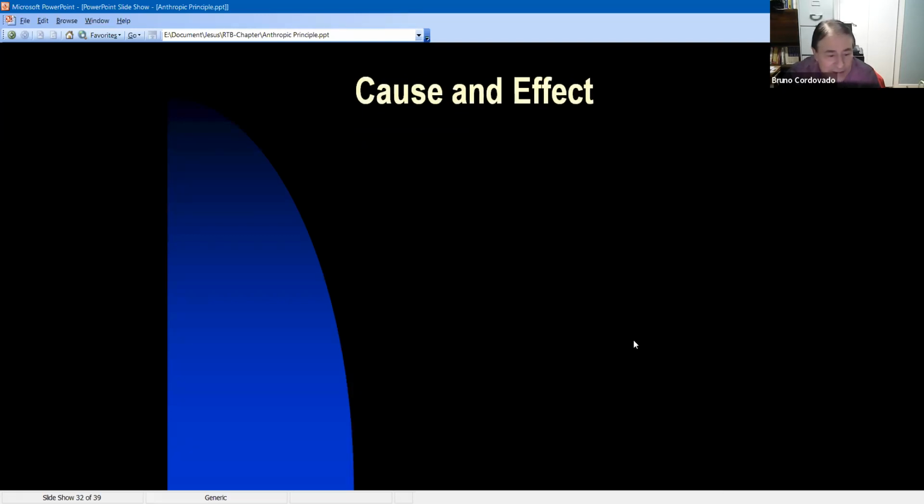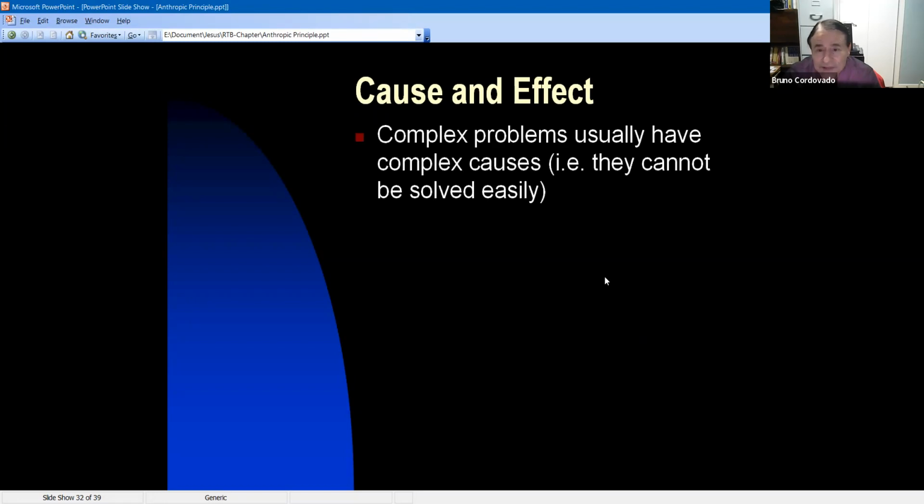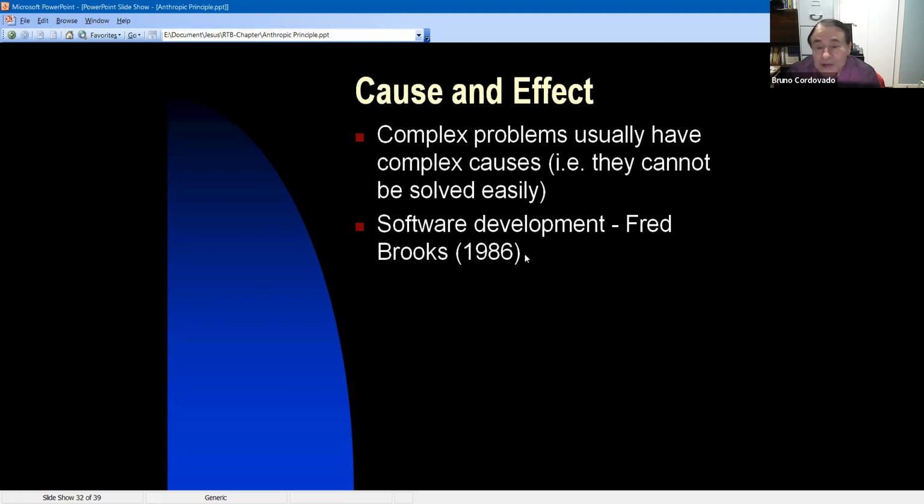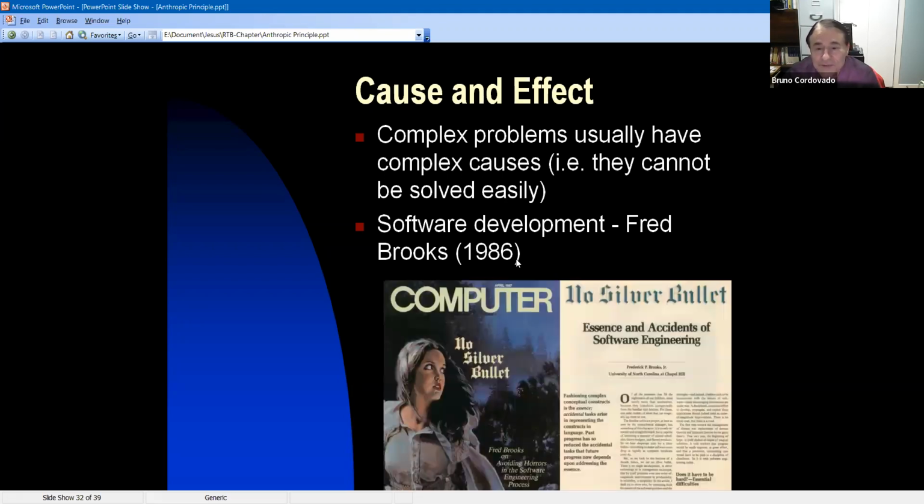And I want to look at 3 different examples of complex problems in our world that require a multitude of things to fix them. One is in software development. Some of you listening are probably involved in writing software. I don't know if you've heard of Fred Brooks. In 1986, he wrote this article called No Silver Bullet about finding a solution to the issues of software.